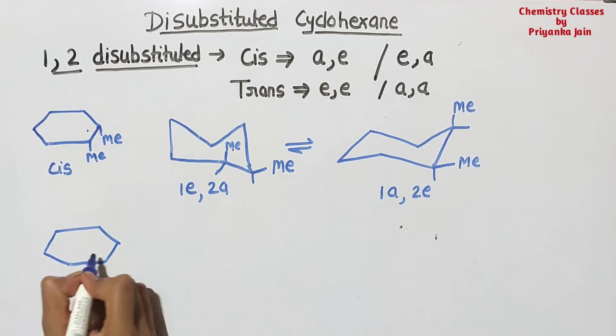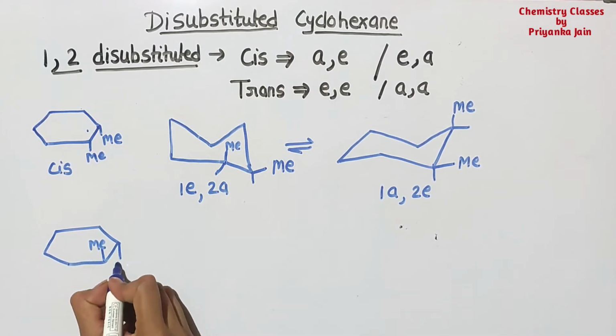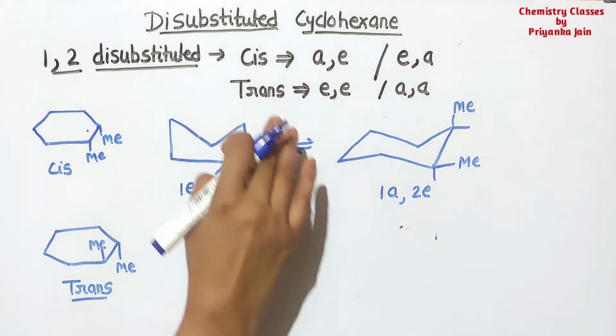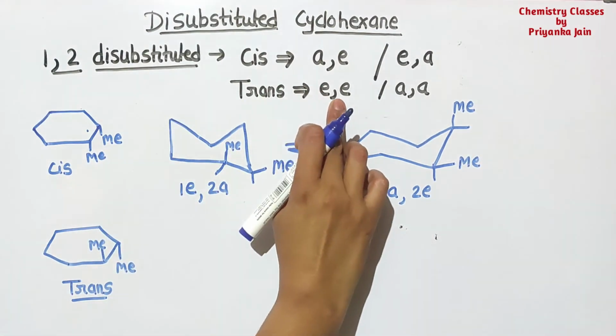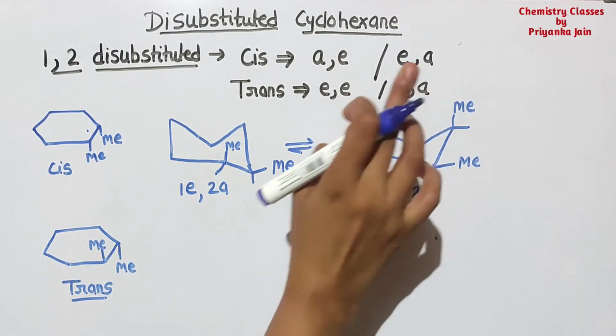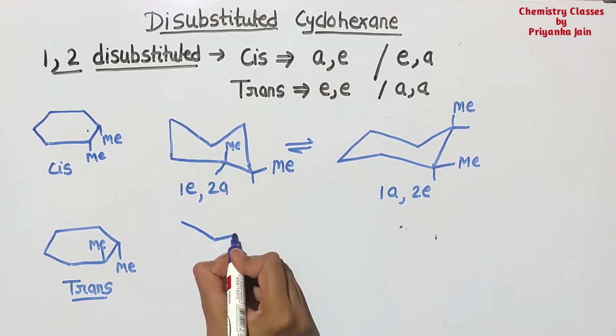In trans isomer, what happens generally? We know if one methyl group is present on this side, then another will be present on this side. This is called the trans. This is the definition of trans form. But in the chair form, what you have to do? You have to see either both are present at the equatorial position or both are present at the axial position. Okay, so if you are making this, then this will look like this.